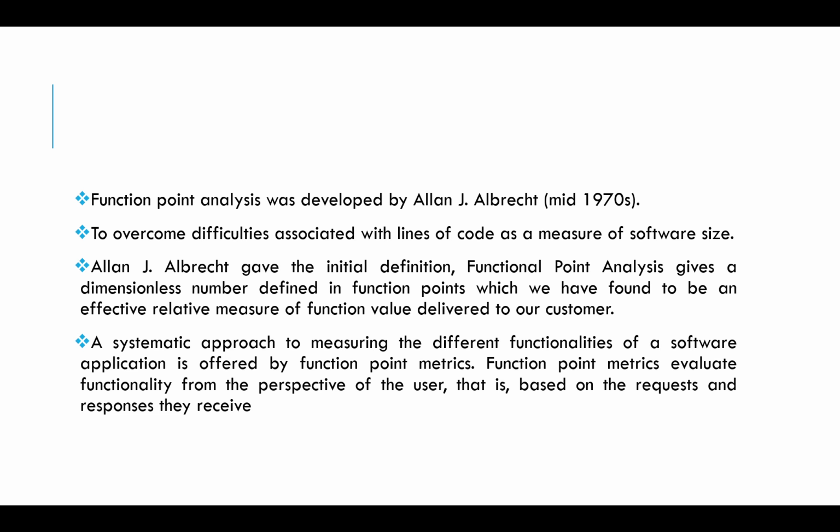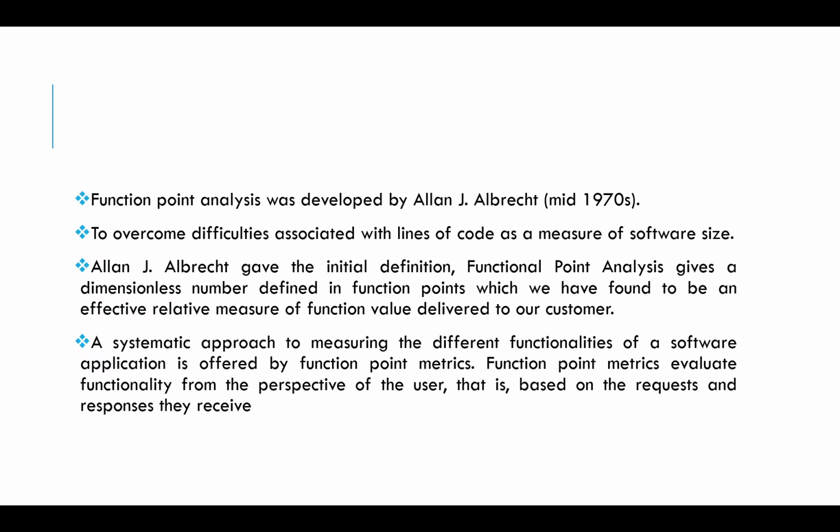Function point analysis or FPA was developed by Allan J. Albrecht in the mid 1970s at IBM. At that time, software size was measured using lines of code, but lines of code has some major problems. For example, a project written in C might need fewer lines than one written in Java if both do the same job. So, to make a language independent way to measure software size, Albrecht developed function points.